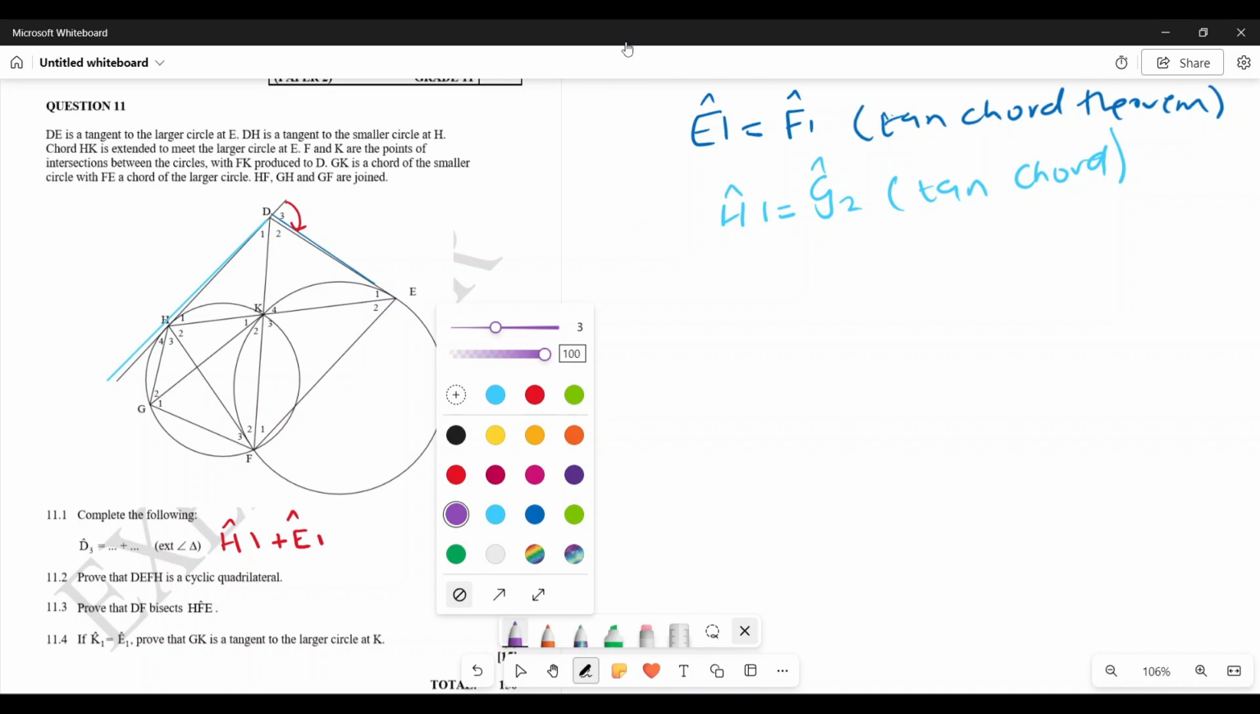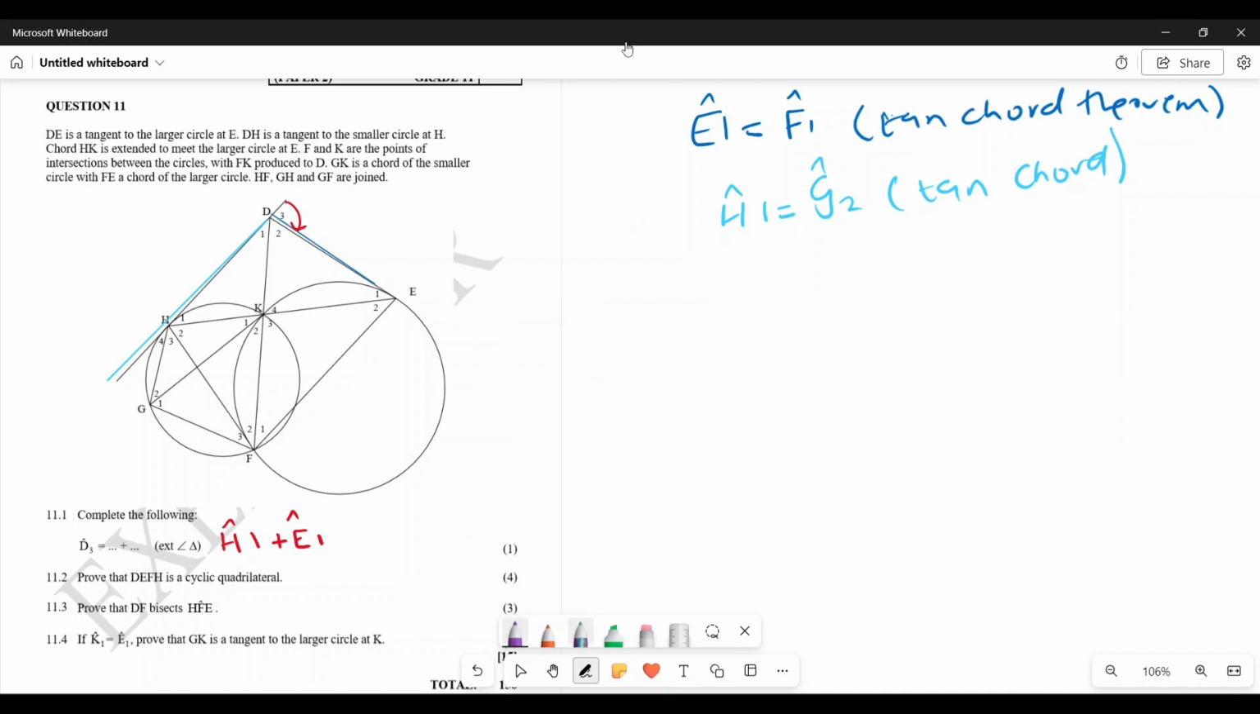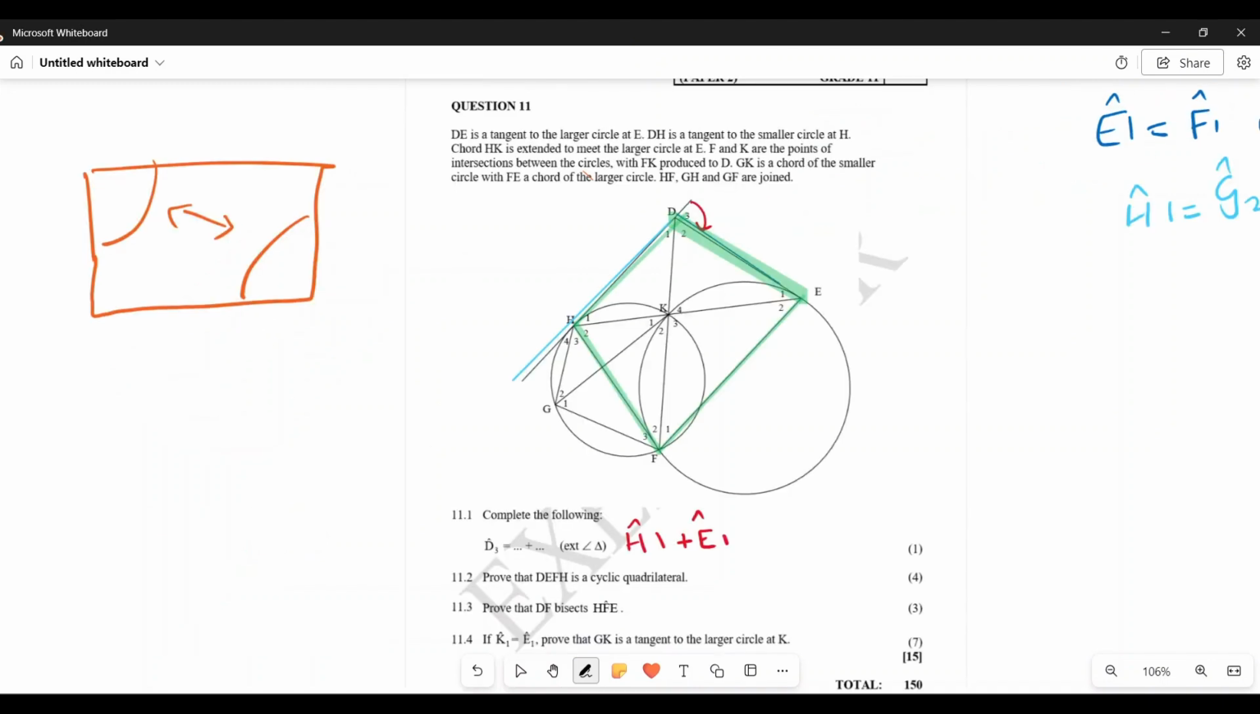Prove that DEFH is a cyclic quad. Let me highlight the shape that they want me to prove is a cyclic quad. Now, remember, there are three ways of proving that something is a cyclic quad, and I'm going to write them right over here on the side, right? The first way is if you could prove that opposite angles are supplementary in that shape. So let me refer to this as H, this is D, this is E, this is G. If you could prove that any opposite angles add up to 180, therefore this shape is going to be a cyclic quad. This is the first way.